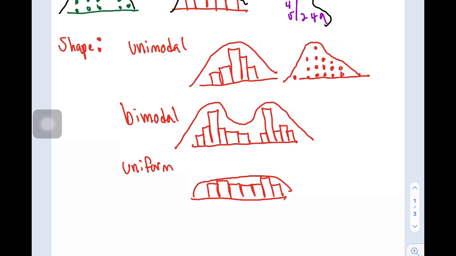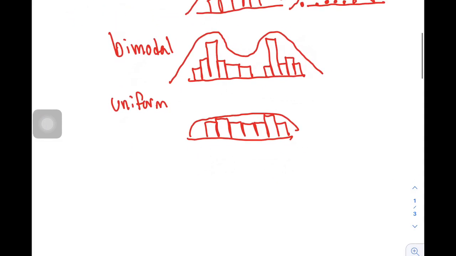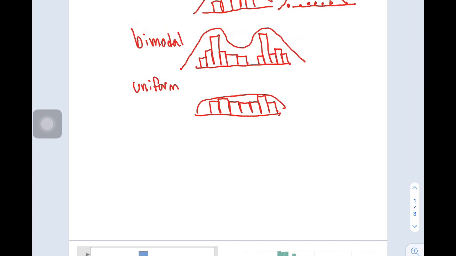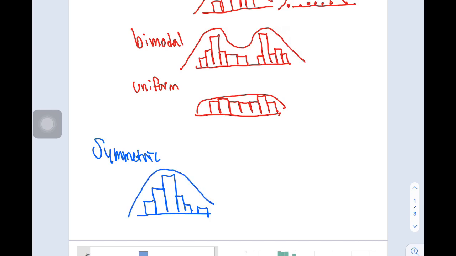All right, so when you're describing the shape, you want to mention, is it unimodal, is it bimodal, or is it uniform? And also you want to talk about symmetry. So I'll do symmetry right below this. And symmetry, we've definitely seen that word before in math. So a symmetric distribution could look something like this. And it doesn't have to be exactly symmetric. We usually say the word roughly, like roughly symmetric. I can split this data in half right there, and it looks like there's about the same amount of data on the left side as there is on the right side.